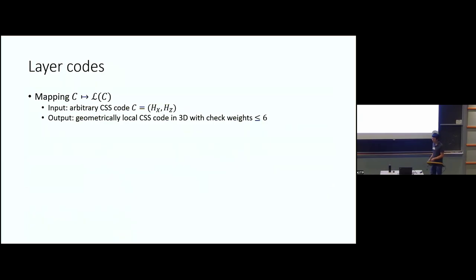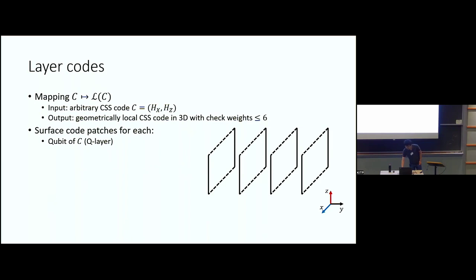So how this works is, for every qubit of the input code, we're going to put a surface code patch. So in this case, if we have 4 qubits, then we will have 4 surface code patches. And the way that I've drawn these figures is that the dashed lines are the rough boundaries and the solid lines are the smooth boundaries. Okay, so we have a bunch of surface code layers.